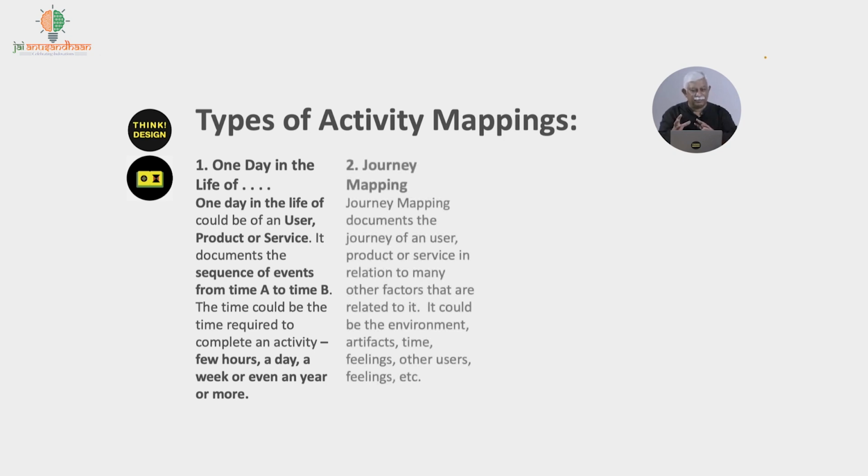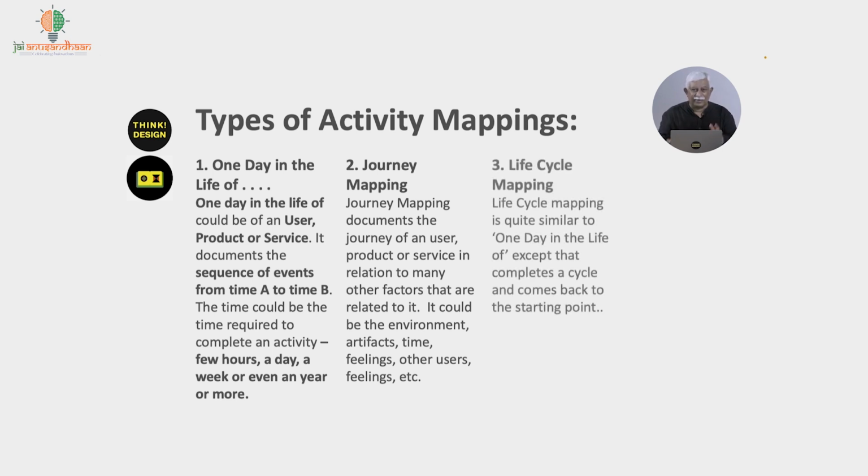So let's look at journey mappings, very similar to one day in the life of. It starts from point A to point B. Again, it could be a user, product, or a service, but then you make it in relation to other factors which are related to it. So you could connect it with the environment, the artifacts, the time, the feelings, etc. And let's look at life cycle mappings. Life cycle mappings is quite similar to the other mappings, except that it completes a full cycle and comes back to the starting point.